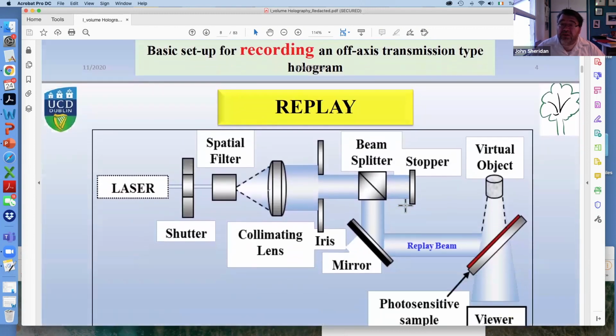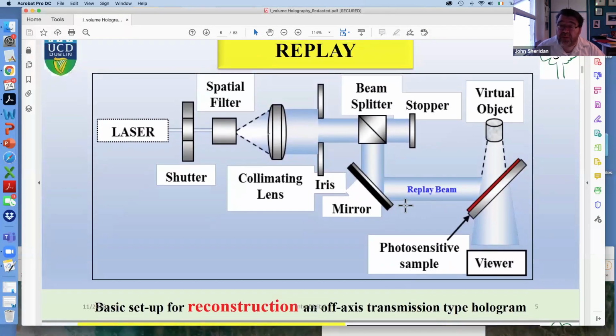And then we have the next step, which is a replay step. And what we see here is the big difference is that we have a stopper placed here. So we're no longer illuminating the object. And in fact, we've taken the object away. And so now what we have here is the replay beam, which is now incident on this static holographic layer. And if our head is down here and we look back up through this plate, we see a virtual object. We actually see the object.